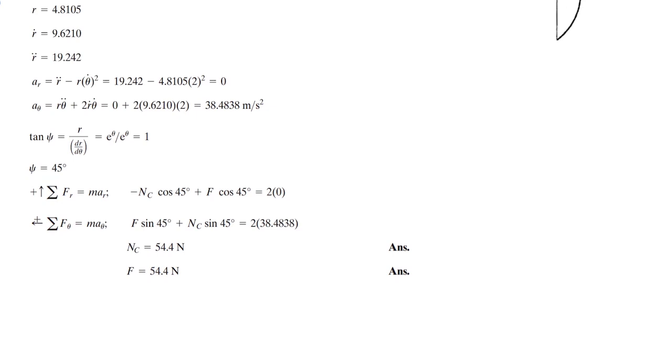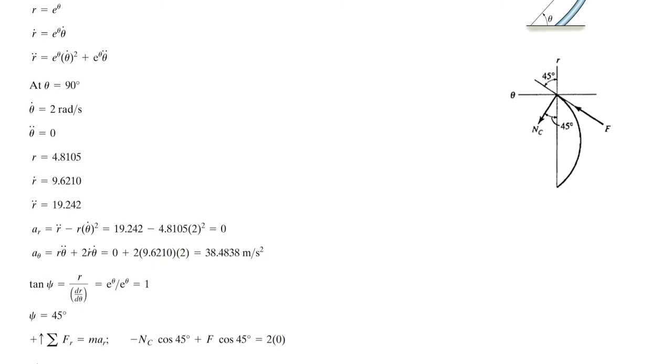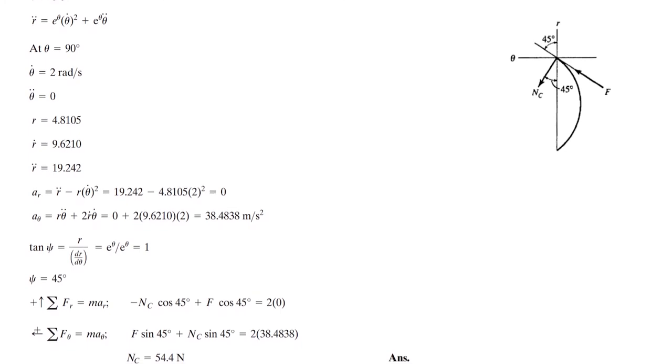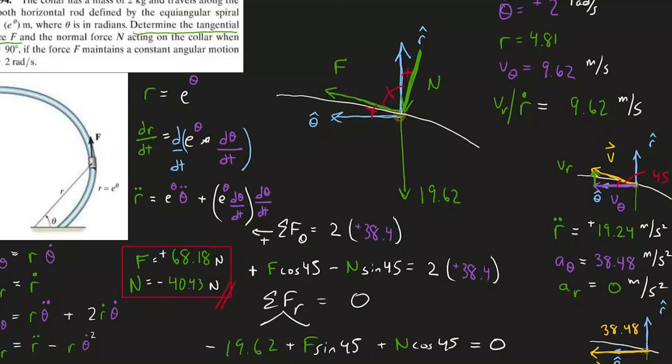So I think I'm correct there. I think the book is incorrect. But all of our other work is matching up with the book. The r dot, the r double dot, 0 for the radial acceleration, 38 point something for the transverse acceleration. So all of our work here is good. So hope everything made sense in this question.